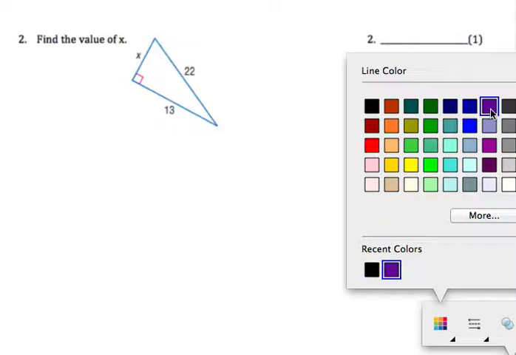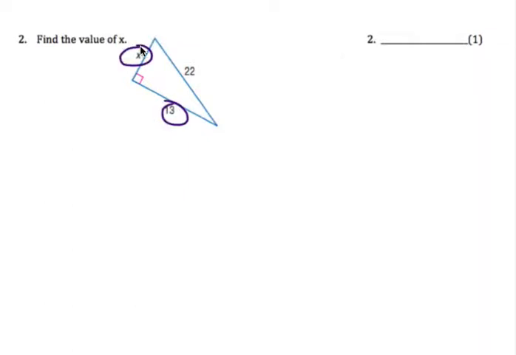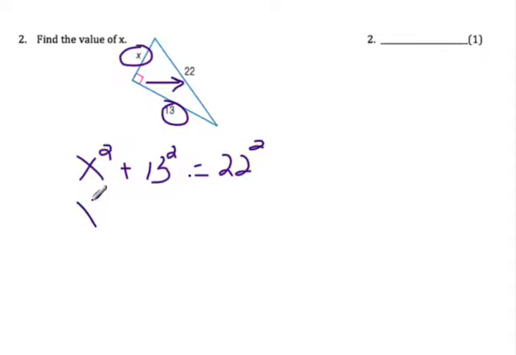For number 2, again, we're going to use the Pythagorean theorem, but this time we don't know one of our legs. Remember that the hypotenuse always sits across from the right angle. So one of our legs isn't known. So we have x squared plus 13 squared is equal to 22 squared. 13 squared is 169, and that's going to be equal to 22 squared, which is 484.